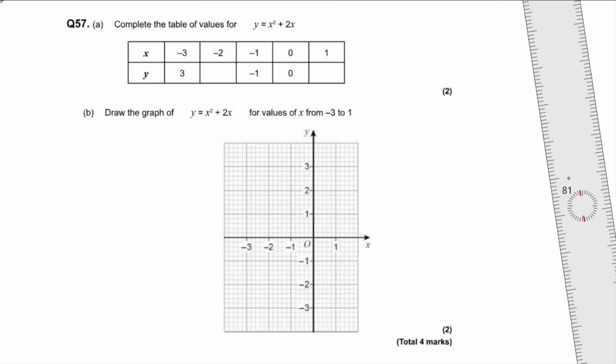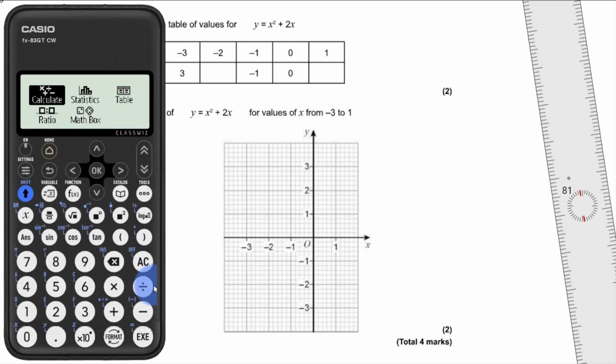Okay. Right. Again, I'm going to be using the table function to complete this quadratic curve. So I'm going to go into the table mode on my calculator. I'm going to hit the option key and I'm going to enter the function x squared plus 2x into the function f of x. So x squared plus 2x. Okay, that's my function typed in. Next thing I need to do is go back and put the range in that we're going to be using. This time we're going to go from -3 to 1, going up in ones. Okay, that gives me my table of values.